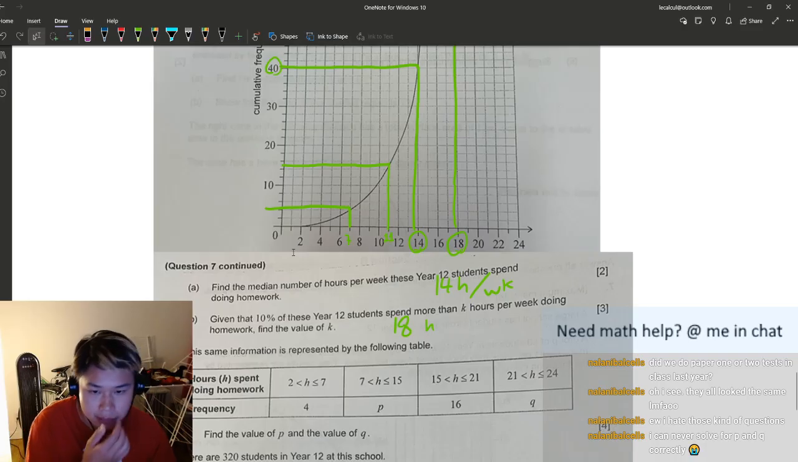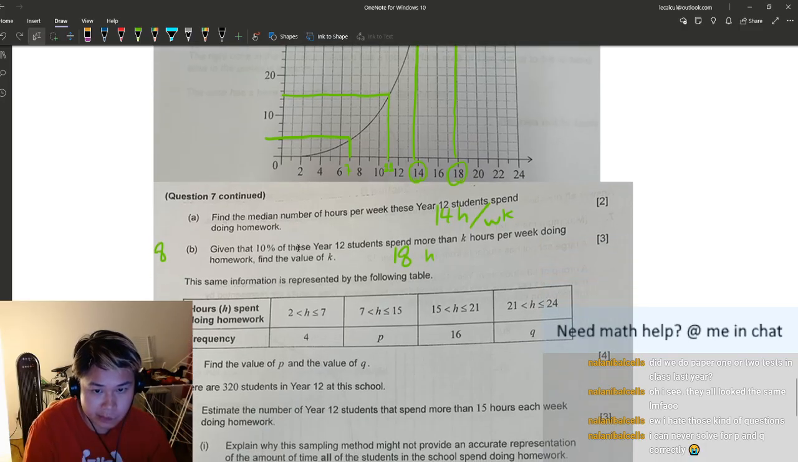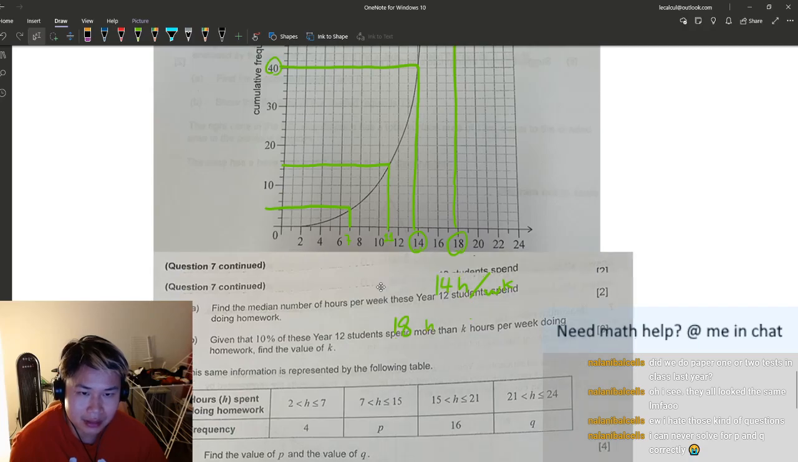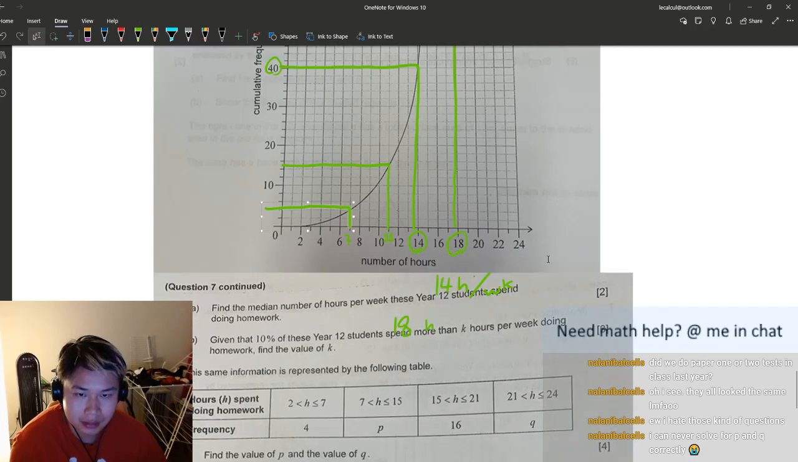So wait, what am I doing? Okay, 7 to 15. Am I doing this backwards? Oops, I'm doing this backwards. Okay, ignore what I just said.